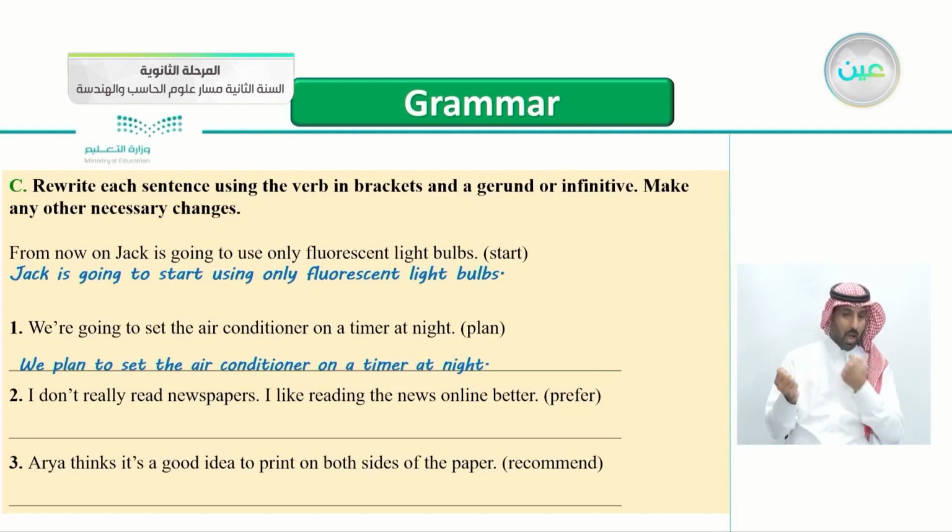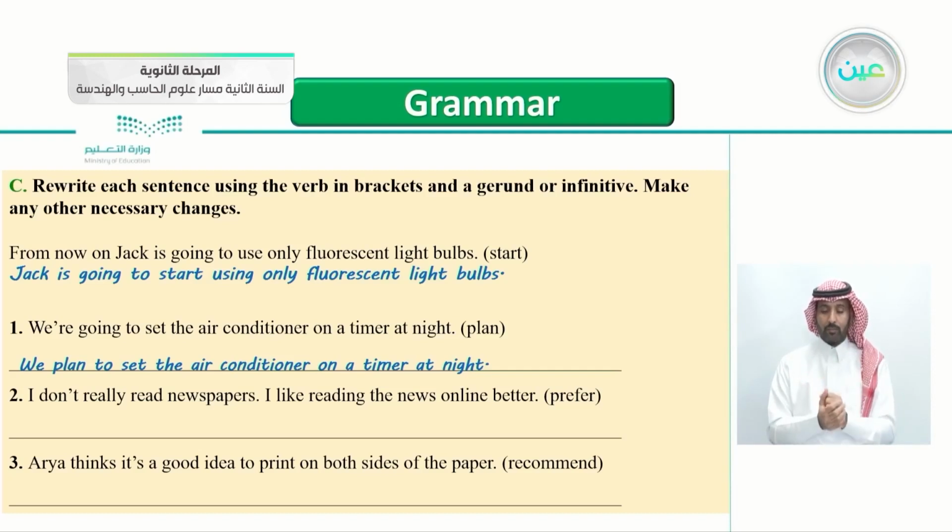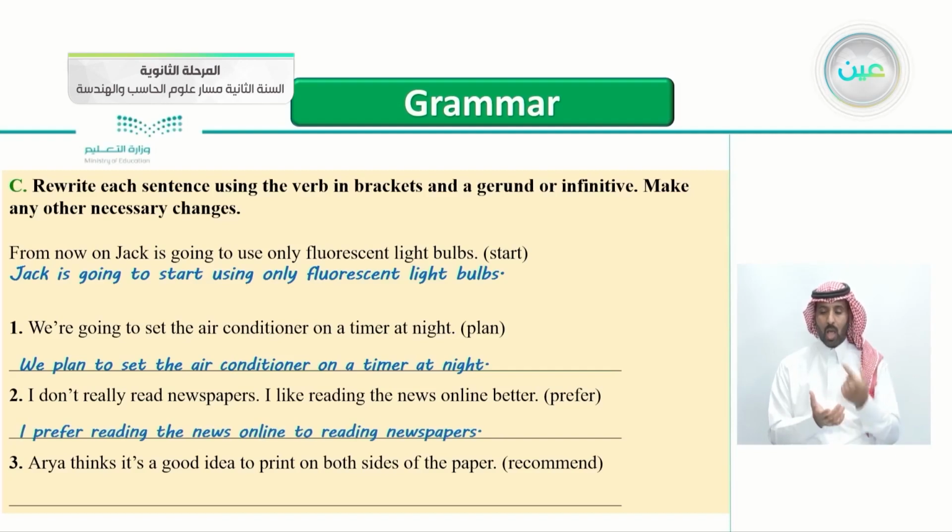So there's a preference here. I don't really read newspapers. I like reading the news online better. And the verb here is prefer. Prefer, is it with a gerund or an infinitive? So let's see the answer here. I prefer reading the news online to reading a newspaper.